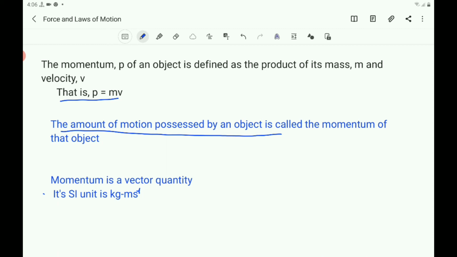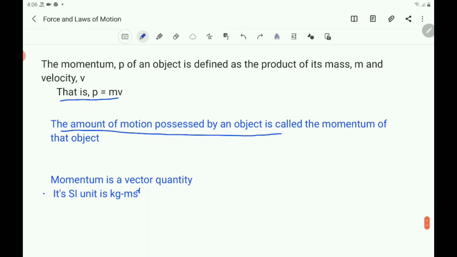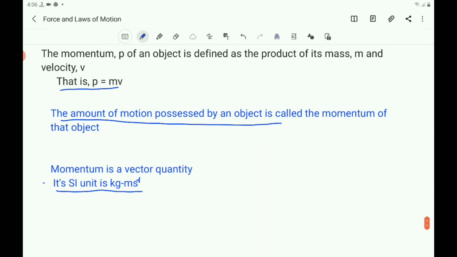It is also discussed that momentum is a vector quantity. Momentum has both direction and magnitude. Its direction is the same as that of velocity. You know that the SI unit of mass is kg and the SI unit of velocity is m s^-1. Therefore, the SI unit of momentum is kg m s^-1.